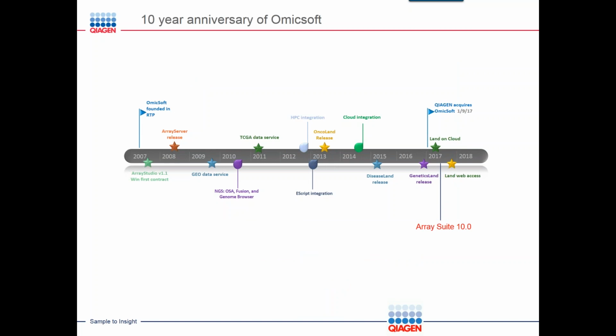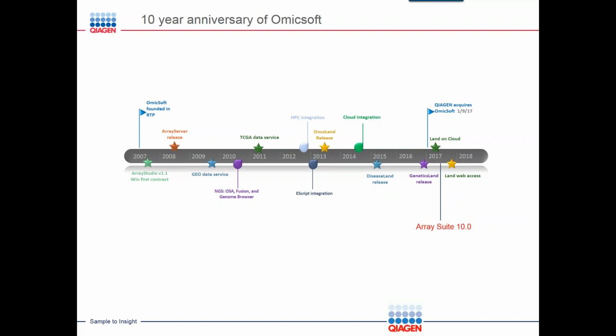I cannot imagine, but it has already been a 10-year anniversary for Omicsoft. I was personally involved in these 10 years, and I was so excited to see every single step of this journey. In 2007, Omicsoft was founded in North Carolina, Research Triangle Park. About 6 months later, we introduced Array Studio version 1.1. This is a single desktop solution, and we won the first contract.